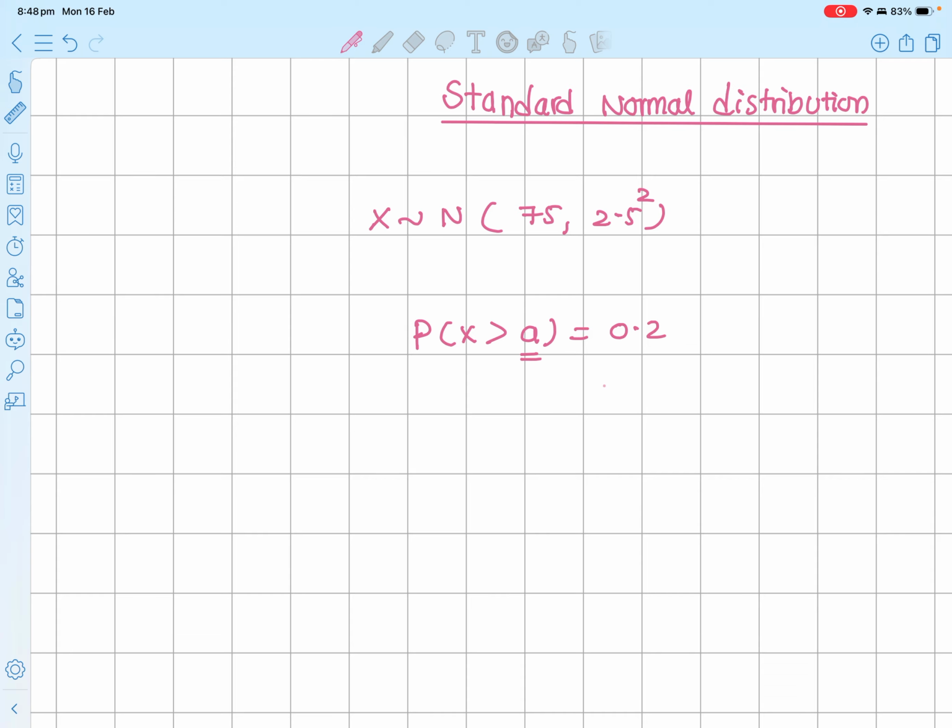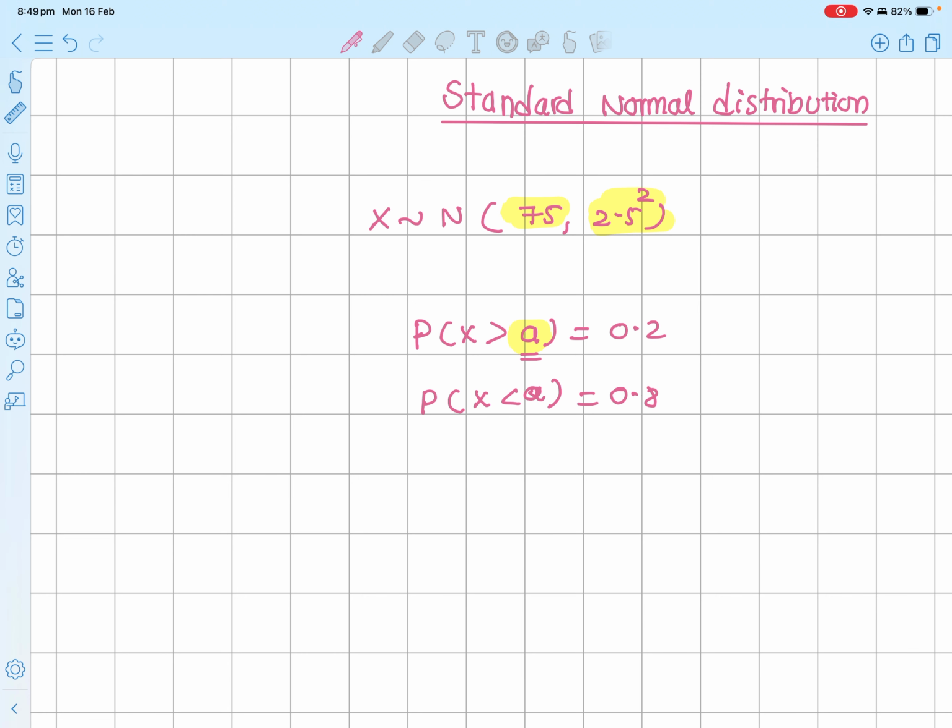That was easy because we knew what the mean was, we knew what the standard deviation was. We were able to calculate this, but the only tricky part that we had is every time it was more than, we have to make it less than and then put it as 0.8, and then we need to calculate it.